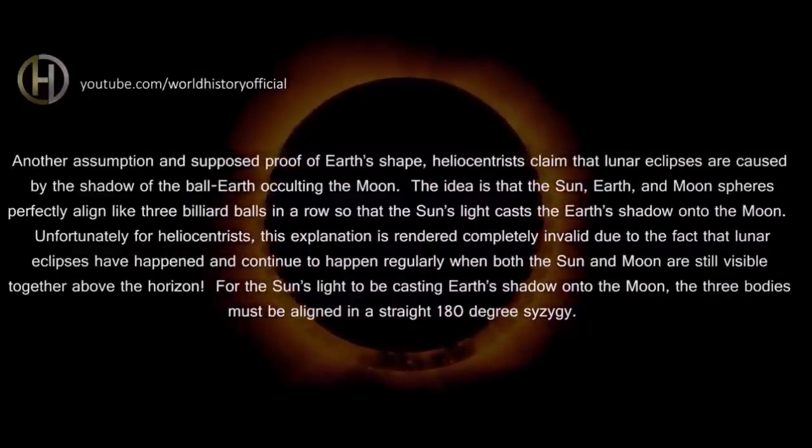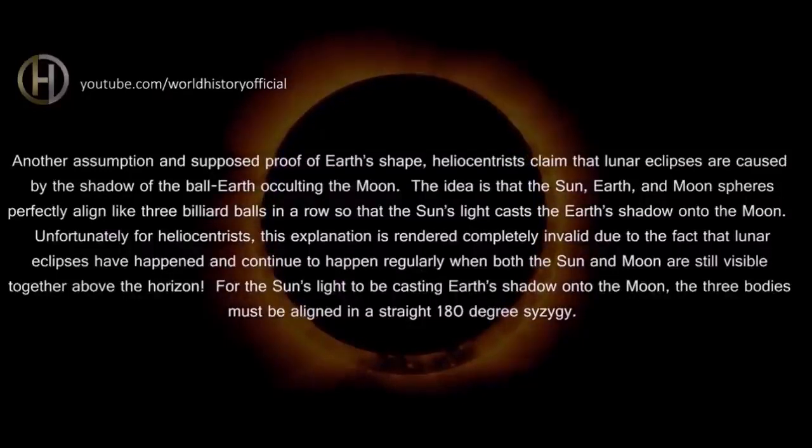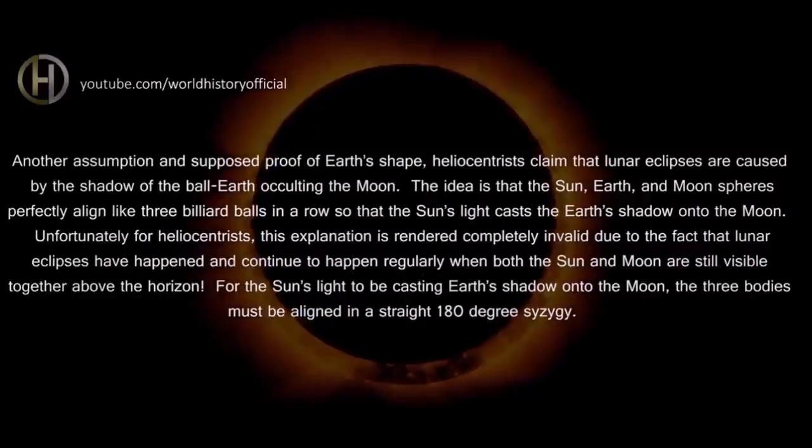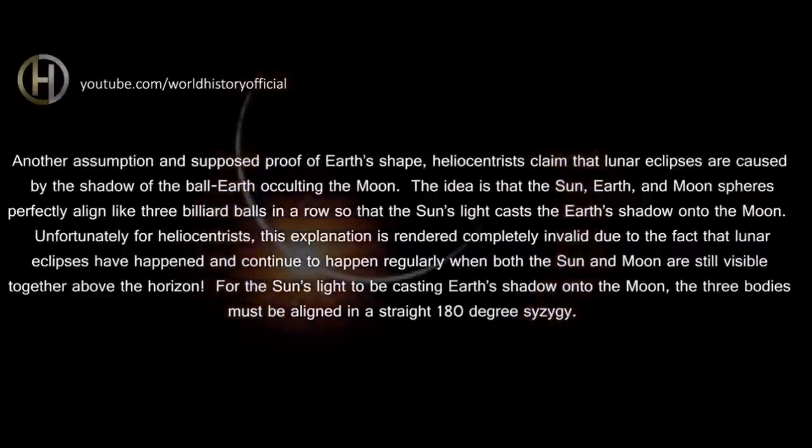Unfortunately for heliocentrists, this explanation is rendered completely invalid due to the fact that lunar eclipses have happened and continue to happen regularly when both the Sun and Moon are still visible together above the horizon. For the Sun's light to be casting Earth's shadow onto the Moon, the three bodies must be aligned in a straight 180-degree syzygy.